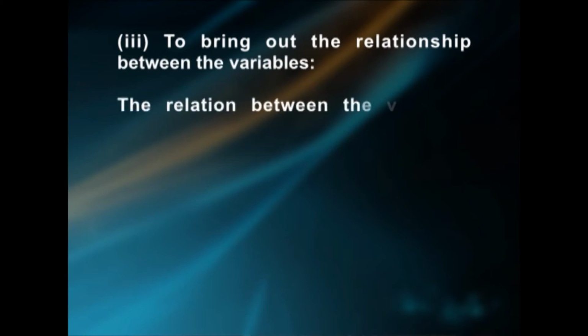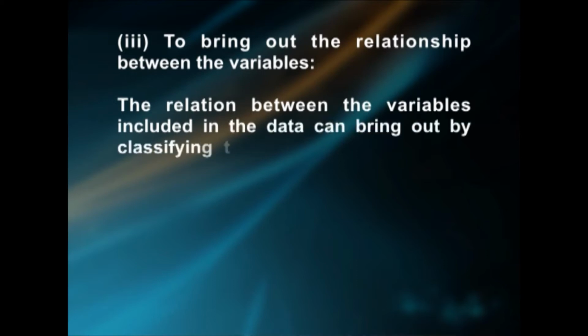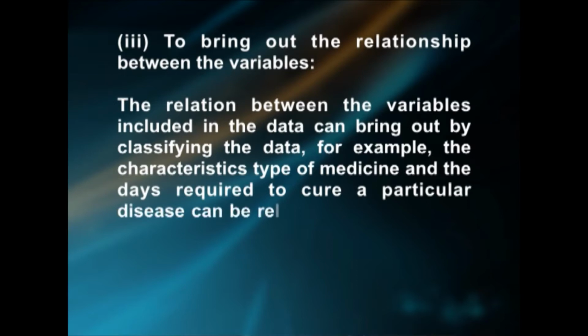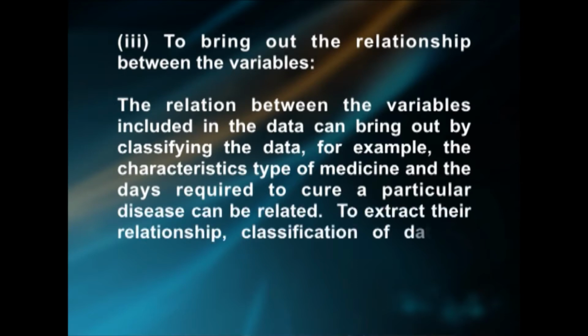3. To bring out the relationship between the variables. The relation between the variables included in the data can be brought out by classifying the data. For example, the characteristics, types of medicine and the days required to cure a particular disease can be related. To extract their relationship, classification of data is needed.